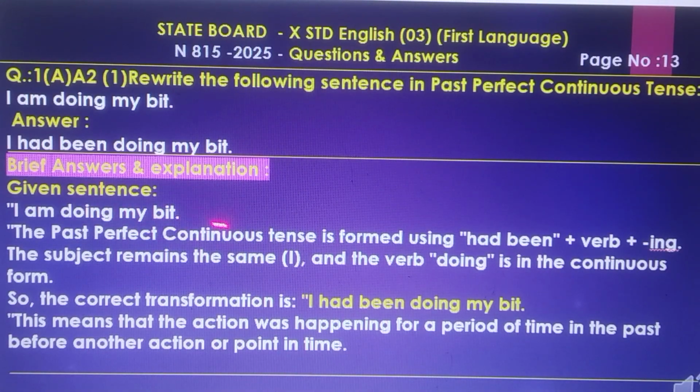The brief answer and the explanation of this question. The given sentence is I am doing my bit. The past perfect continuous tense is formed using had been plus verb plus ing. The subject remains the same, I, and the verb doing is in continuous form. So the correct transformation is I had been doing my bit. This means that the action was happening for a period of time in the past before another action or point in time.